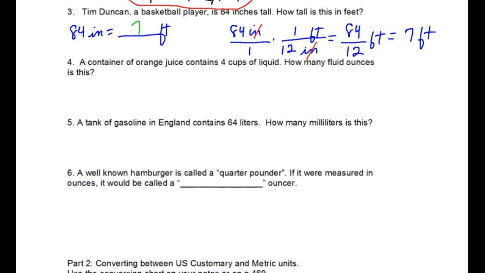We have an orange juice container that contains 4 cups of liquid. I want to know how many fluid ounces this is. So I have 4 cups equals how many fluid ounces. Now, fluid ounces aren't like weight, are they? They're the volume measurement. Remember, it takes 8 fluid ounces to equal 1 cup.